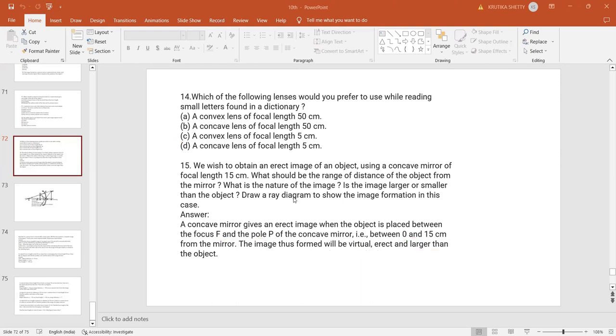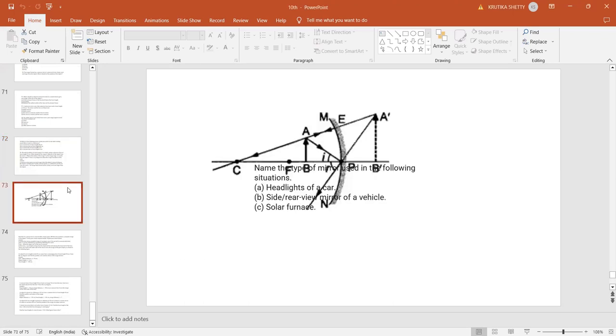Draw a ray diagram to show that one. In this case, the students here will not show the diagram.